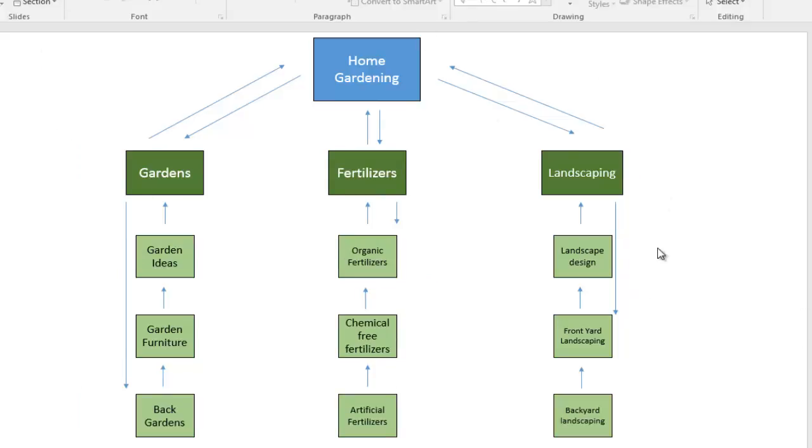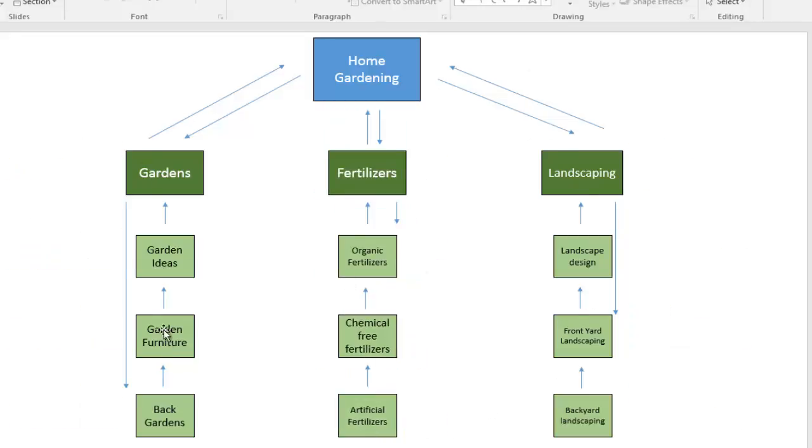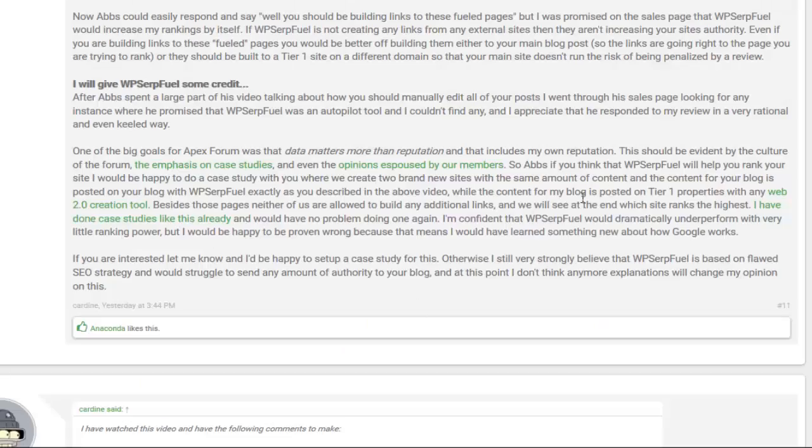A fair case study would be creating a site that uses fueled posts and a site that doesn't use fueled posts. And if you're going to do any external links, then you do external links to both of the sites. So you know what, your case study there and whatever there is flawed as well, because it just doesn't make sense to do a case study like that.